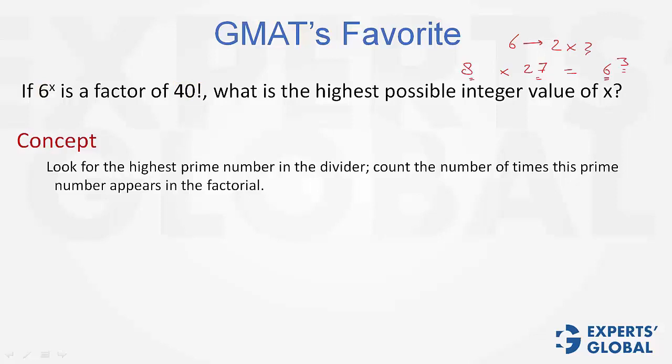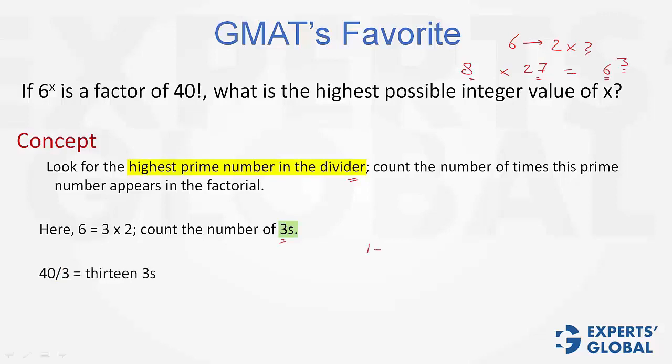It is always about the highest prime factor of the base. So 6 equals 3 times 2. Of course, the number of 2's will be more, number of 3's will be fewer. Always count the highest power of the highest prime factor of the divisor. So it's about the number of 3's here.